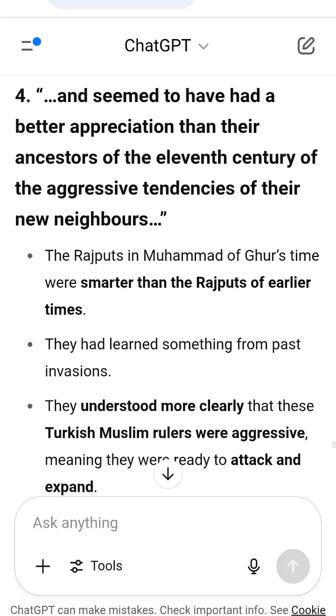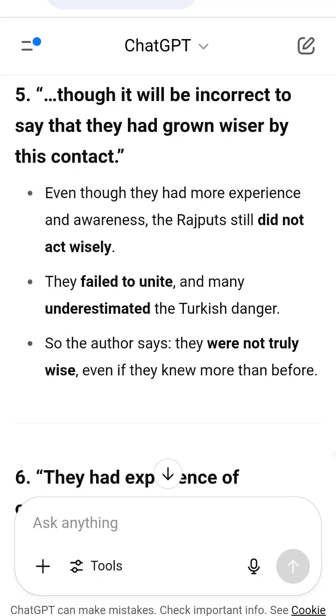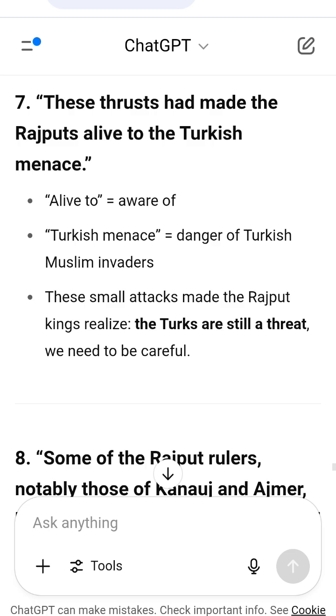11. In view of this experience, the Rajput rulers of Hindustan could not have been taken by surprise. Because of all this, the earlier raids, small attacks from Lahore, and their own invasions, the Rajputs had plenty of warning signs. So they should not have been shocked or surprised when Muhammad of Ghur attacked.